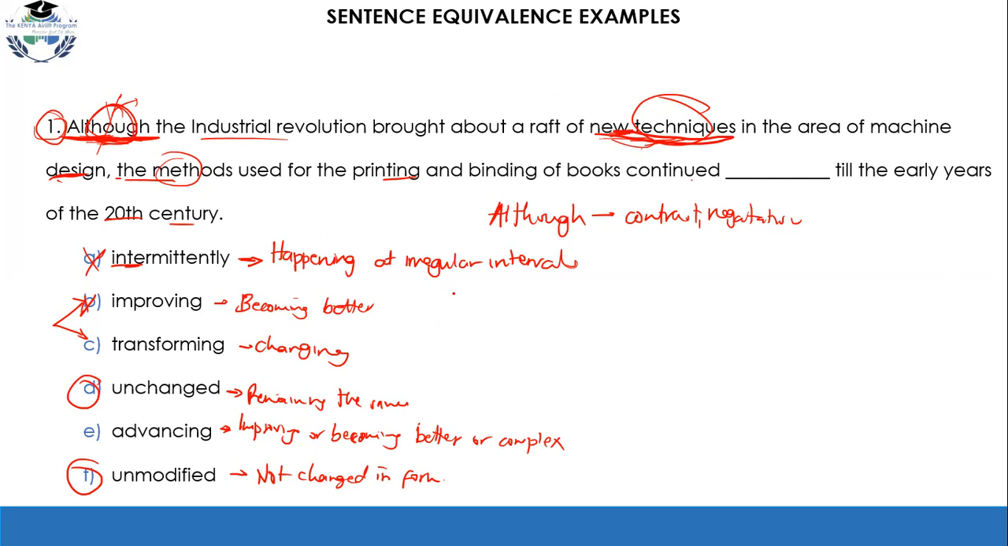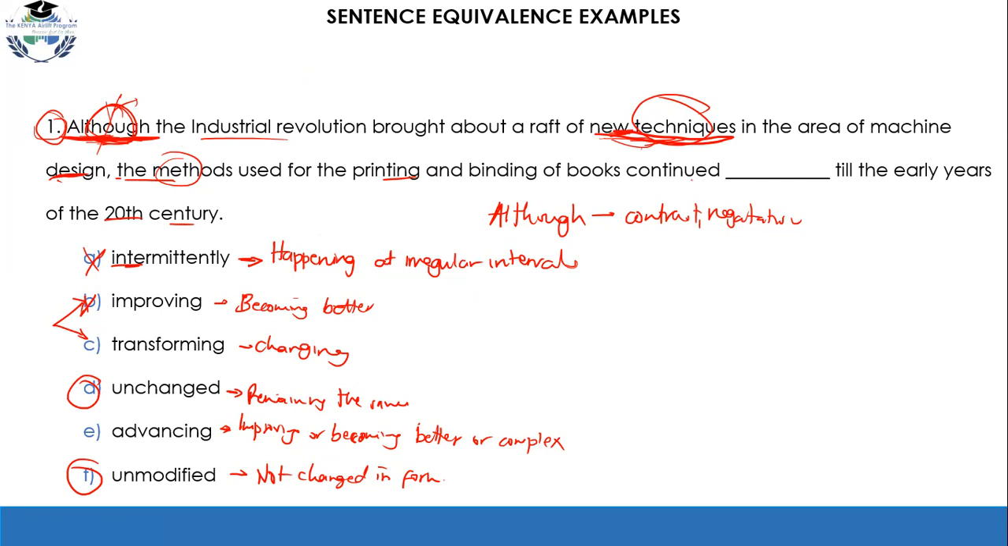According to me, if I replace the blank space with either unchanged or unmodified, honestly, it's not correct grammatically. Why do you think that? I don't know what everyone else thinks. So let's just go through it and read it with our answers.